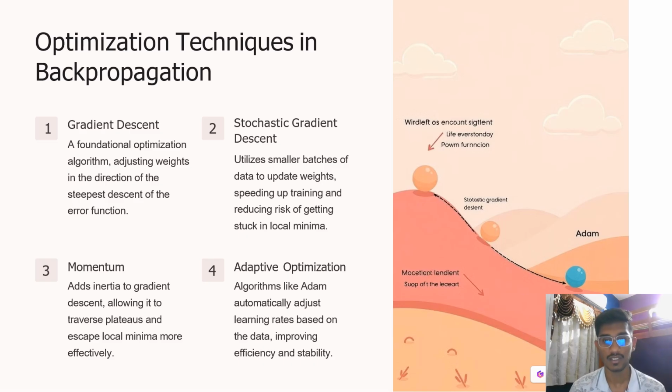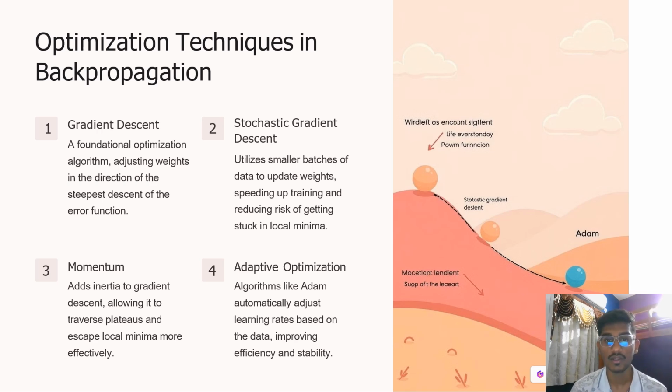Next, we have different optimization techniques in backpropagation. The first one is gradient descent, then stochastic gradient descent, then we have momentum, then adaptive optimization. Gradient descent is basically an optimization algorithm where we adjust the weights in the direction of the steepest descent of the error function.